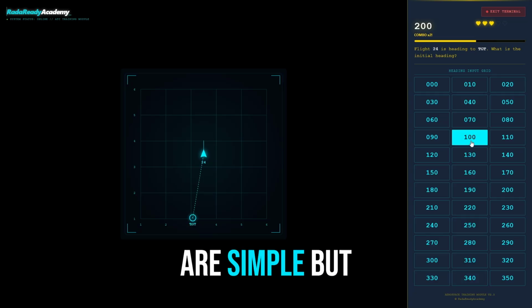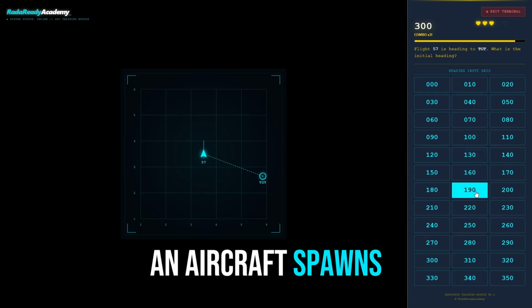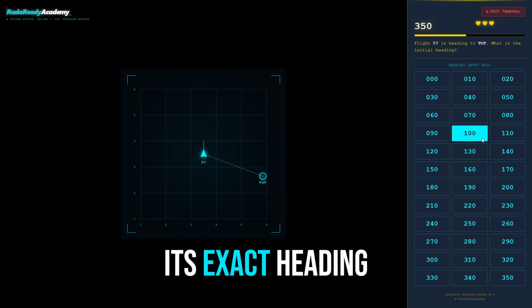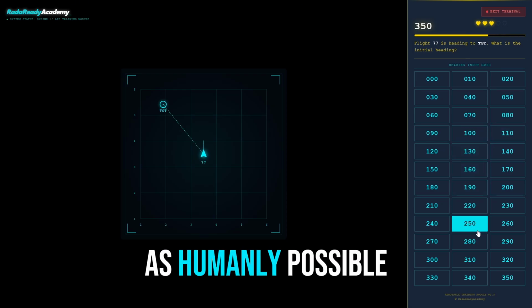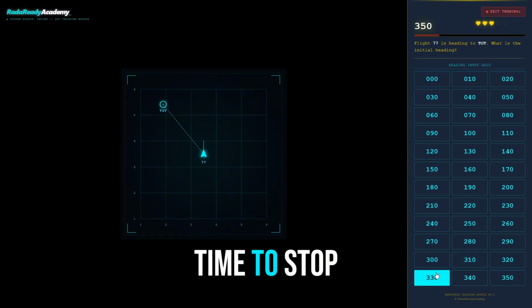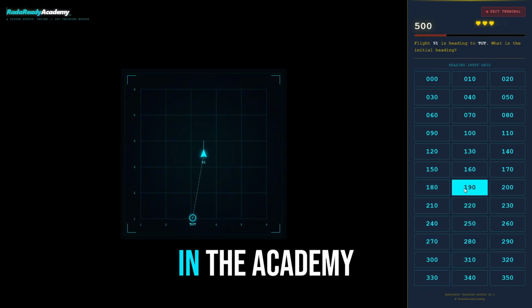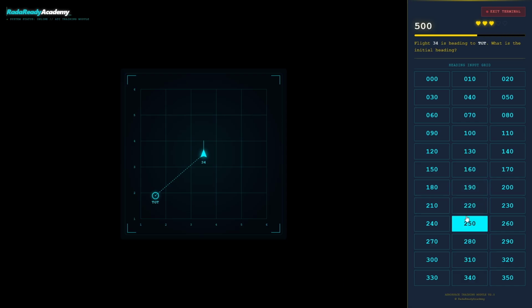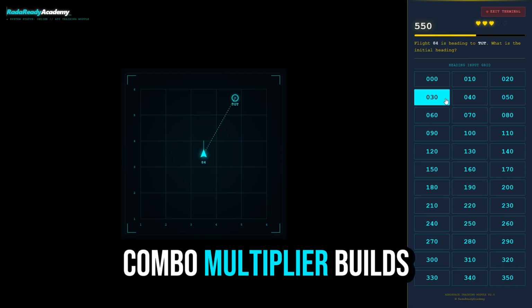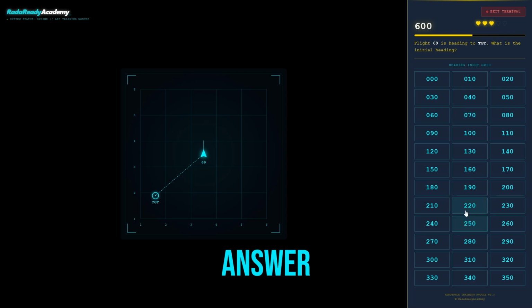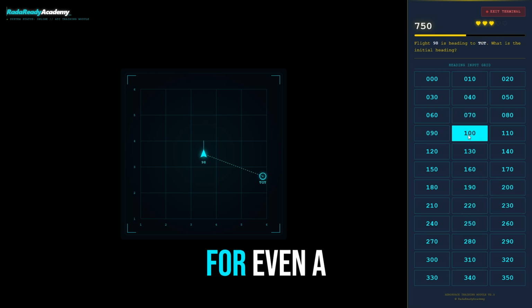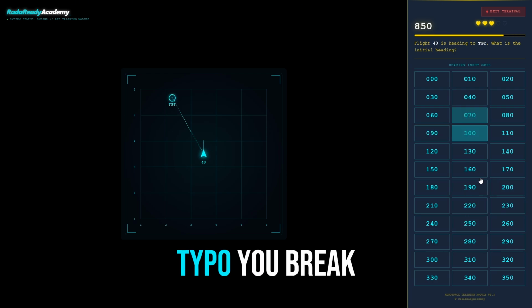The mechanics here are simple but brutal. An aircraft spawns, and you have to punch in its exact heading using the numpad as fast as humanly possible. There is no time to stop and calculate. You have to rely purely on the visual muscle memory we just built in the Academy Hub. Notice how the combo multiplier builds up the faster and more accurately you answer. If you hesitate for even a single second or make one typo, you break your streak.